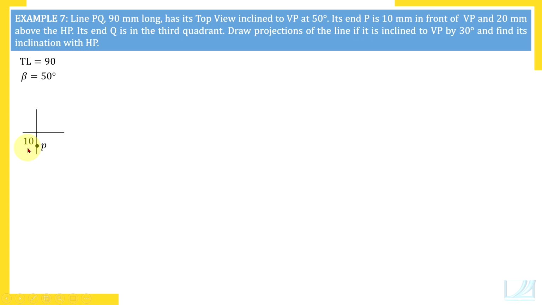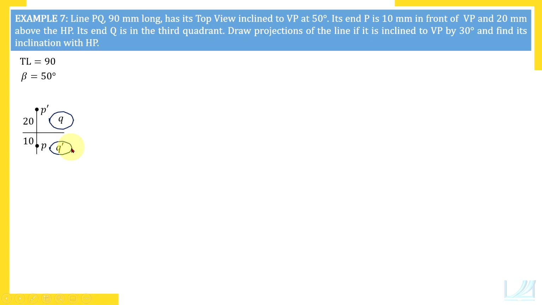10 millimeter in front of VP. Top view gives distance from VP. So I measured 10 millimeter in front of the XY line. And 20 millimeters above HP. So 20 millimeters above the XY line you measure and get P dash. Okay, what else is given? Its end Q is in the third quadrant. That means top view above, front view below.